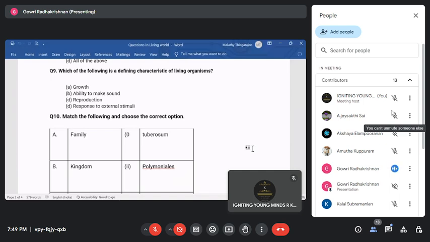Then ability to make sound. It's not only living organisms, ma'am, that make sound. Even reproduction, non-living things. No, even reproduction is option D.